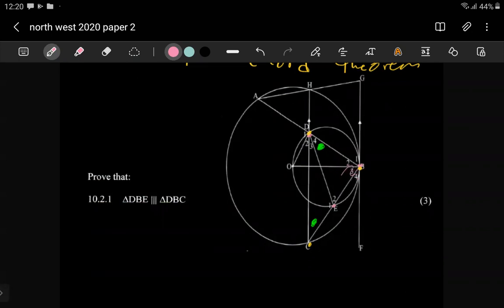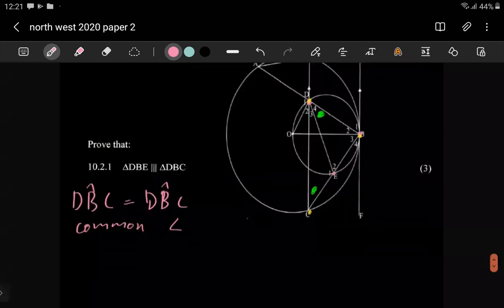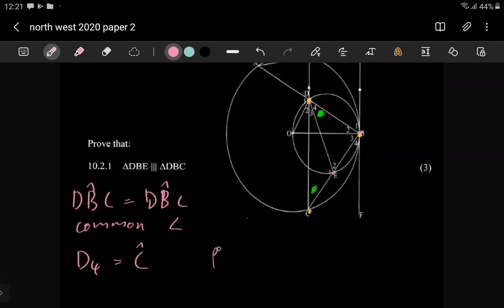But anyways, we have a common angle here, which is angle B, right? So DBC. In these triangles, we can say here DBC is equal to DBC. The reason is common angle. Perfect. Now here we can say D4 is equal to C. D4 is equal to C. Proven. We proved that they're equal to each other. We literally did. You see, so they are both equal to B4.